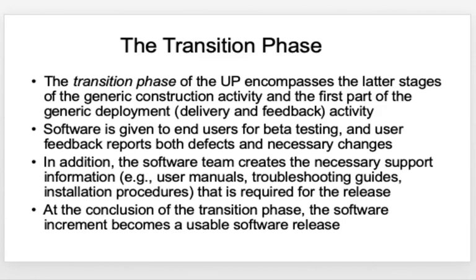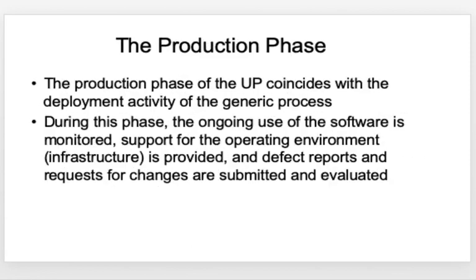In addition, during the transition phase, it is important that you prepare user manuals, troubleshooting guides, installation procedures, and so on. At the end of this transition phase, you get a software increment that will become a usable software release. Then we move on to the last one, called the production phase. The production phase maps to the deployment activity of the generic process framework.